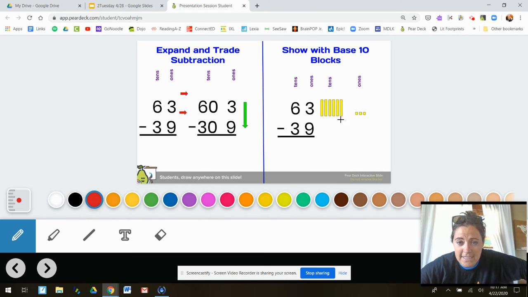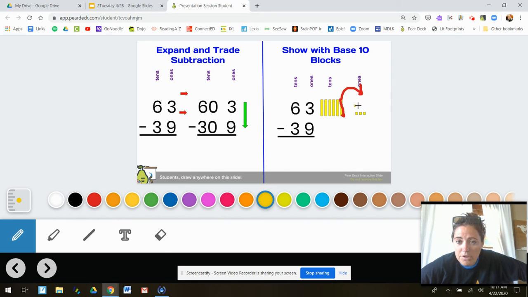So look, I've got my 10s and my 1s over here. So who can remember what my first step is going to be? Okay, again, I can't take my 9 away from 3. So hopefully you said you're going to trade one of these 10s for 10 1s. Okay, let me grab my yellow.